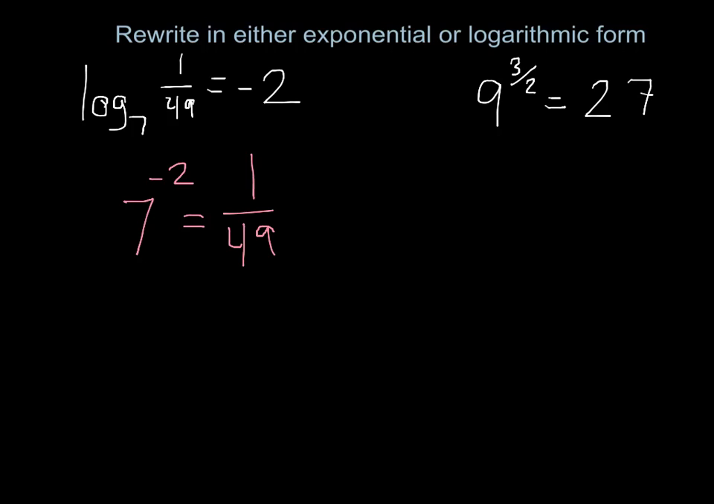And the second one, let's write it as a logarithm. So first I'm going to say log, and the base is 9. The answer is 27, and the exponent is 3/2. Again, logarithms are exponents, so that's why it equals the exponent.